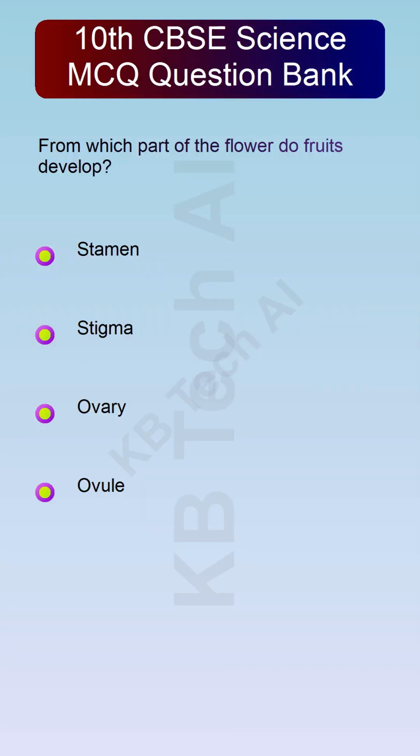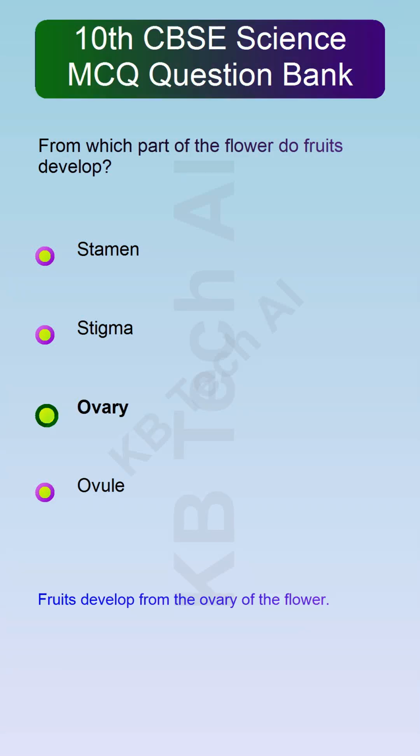From which part of the flower do fruits develop? Option 1, stamen. Option 2, stigma. Option 3, ovary. Option 4, ovule. The answer is, option 3, ovary.